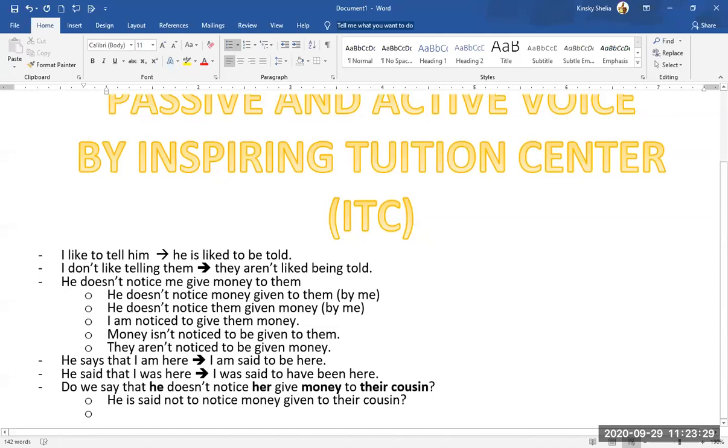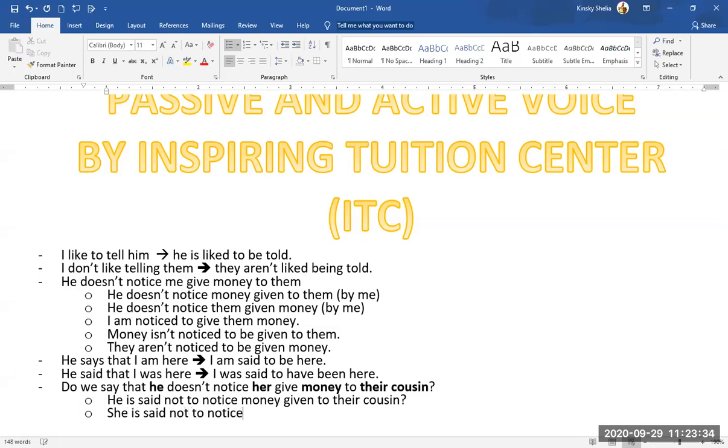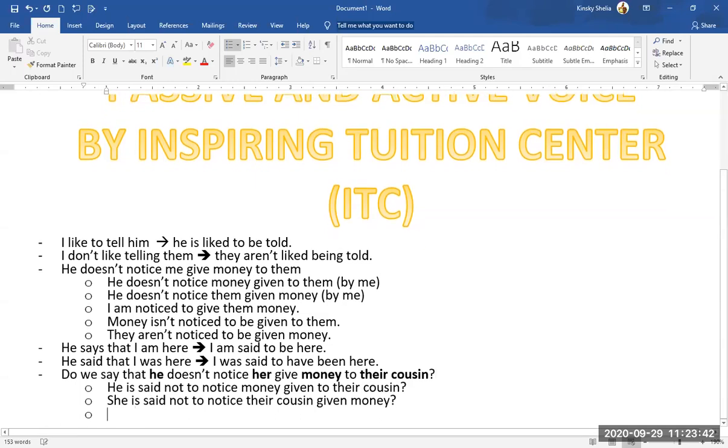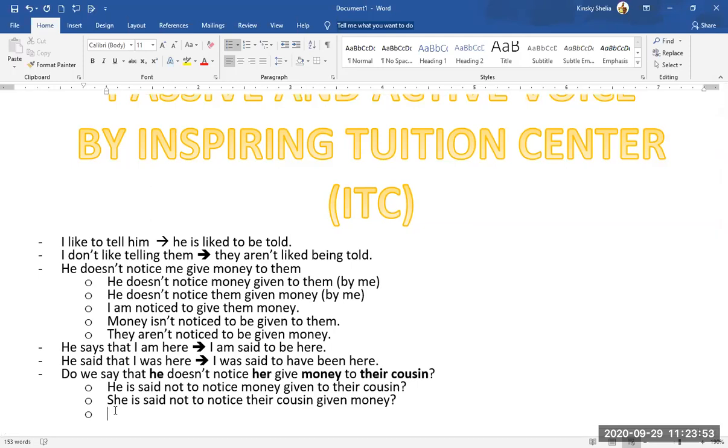The "her" is put at the front to become "she said not to notice money or their cousin given money." Remember, this is all interrogative. We will change it into the positive first, then later we change it into the interrogative. So when "money" is put at the front, it becomes "money is said not to be noticed, to be given to their cousin."